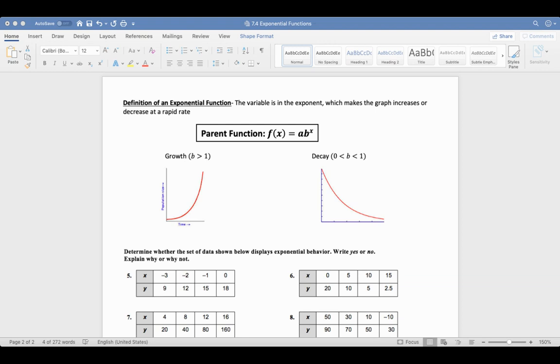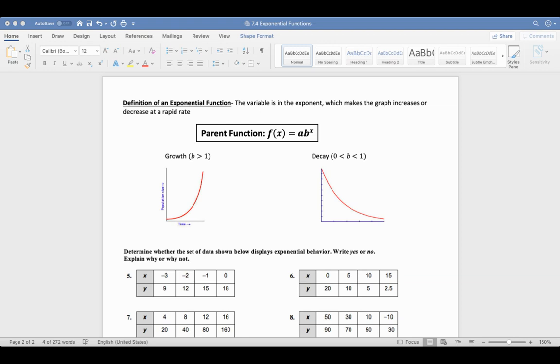What is my x value doing? Well, from 0 to 5, that's 5. From 5 to 10, that's 5. From 10 to 15, that's 5. And what are my y values doing? 20 to 10. Well, that's decreasing, so I'm either subtracting or dividing.